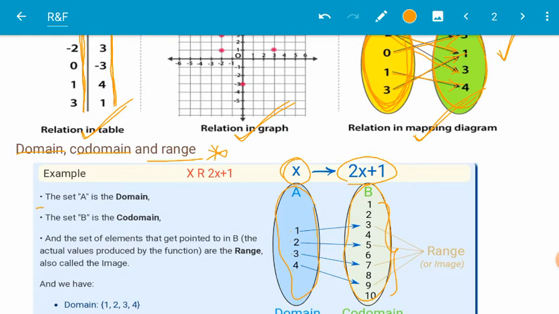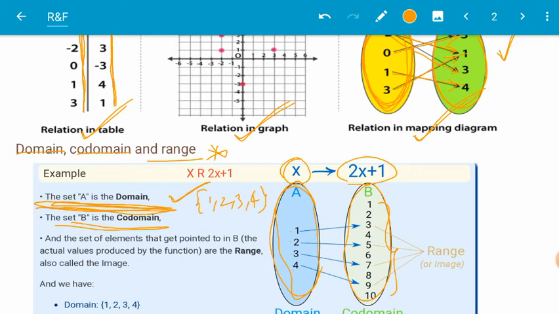Then set A is the domain. In set A, what elements do we have? 1, 2, 3. If you write like this it is called the domain. Next, set B is the codomain. The relation is going from where to where? From where it is moving is called the domain, and to where it is going is called the codomain. Hope you understand.